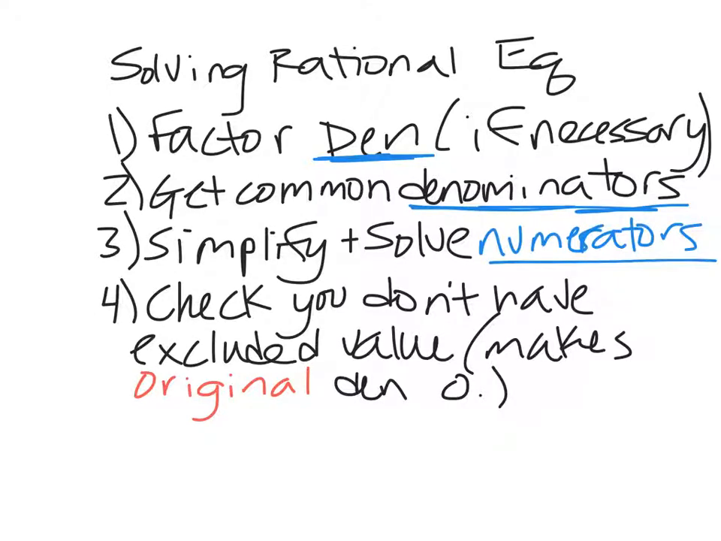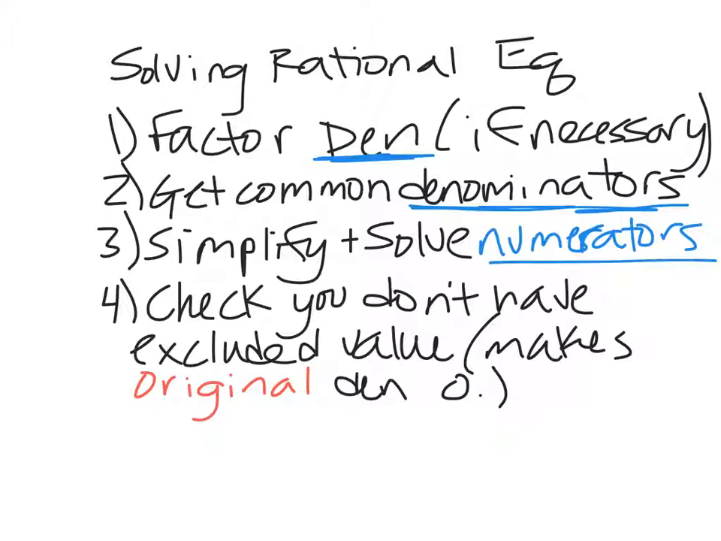Now we're going to look at solving rational equations. Our first step is just like when we're adding and subtracting, which is to factor the denominator if it's not already factored and simplified. Then we're going to get a common denominator, just like when we add or subtract. The next step is what's different from adding and subtracting, which is where we're going to simplify and solve the numerators. Once I have the common denominator, I can focus on the numerators only.